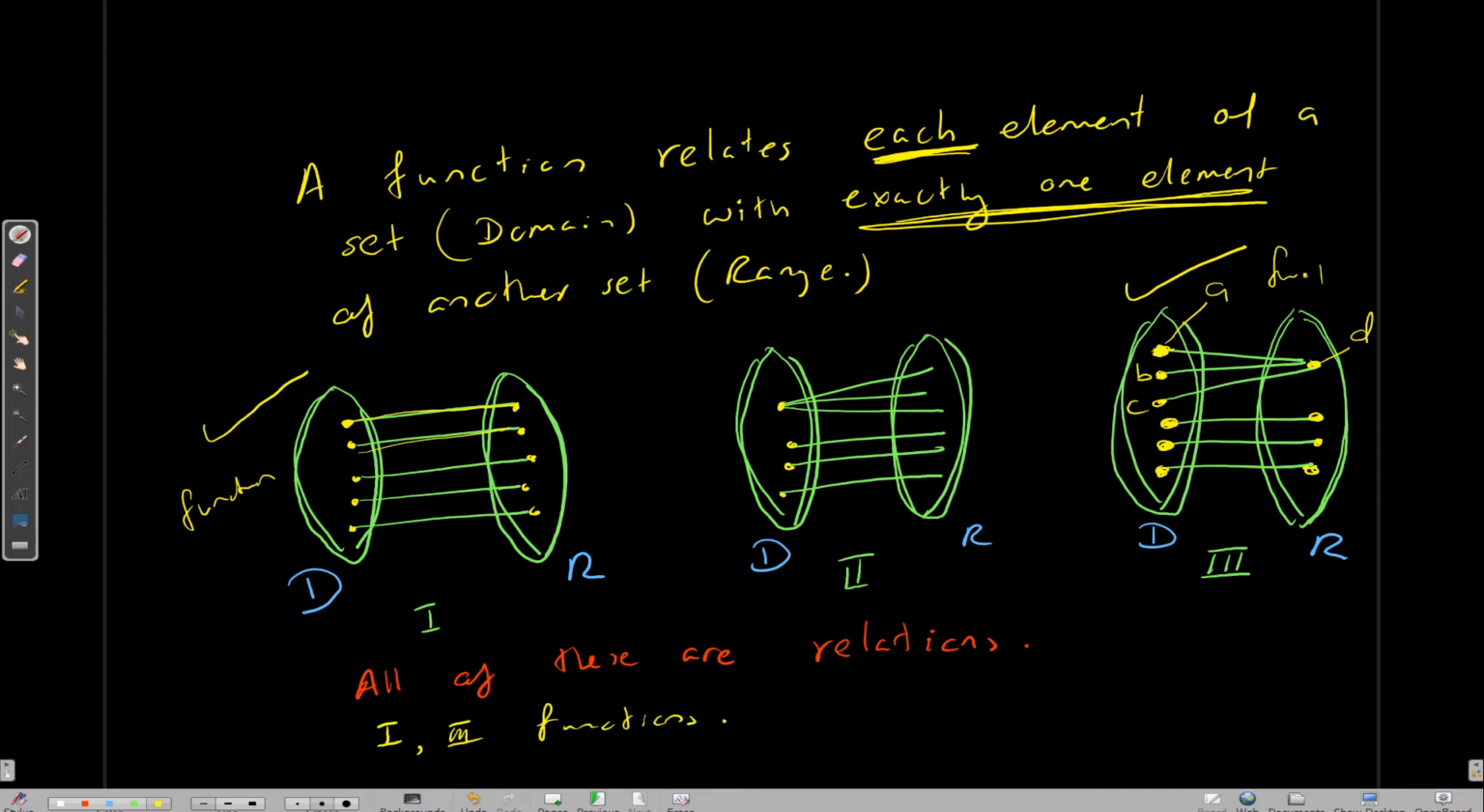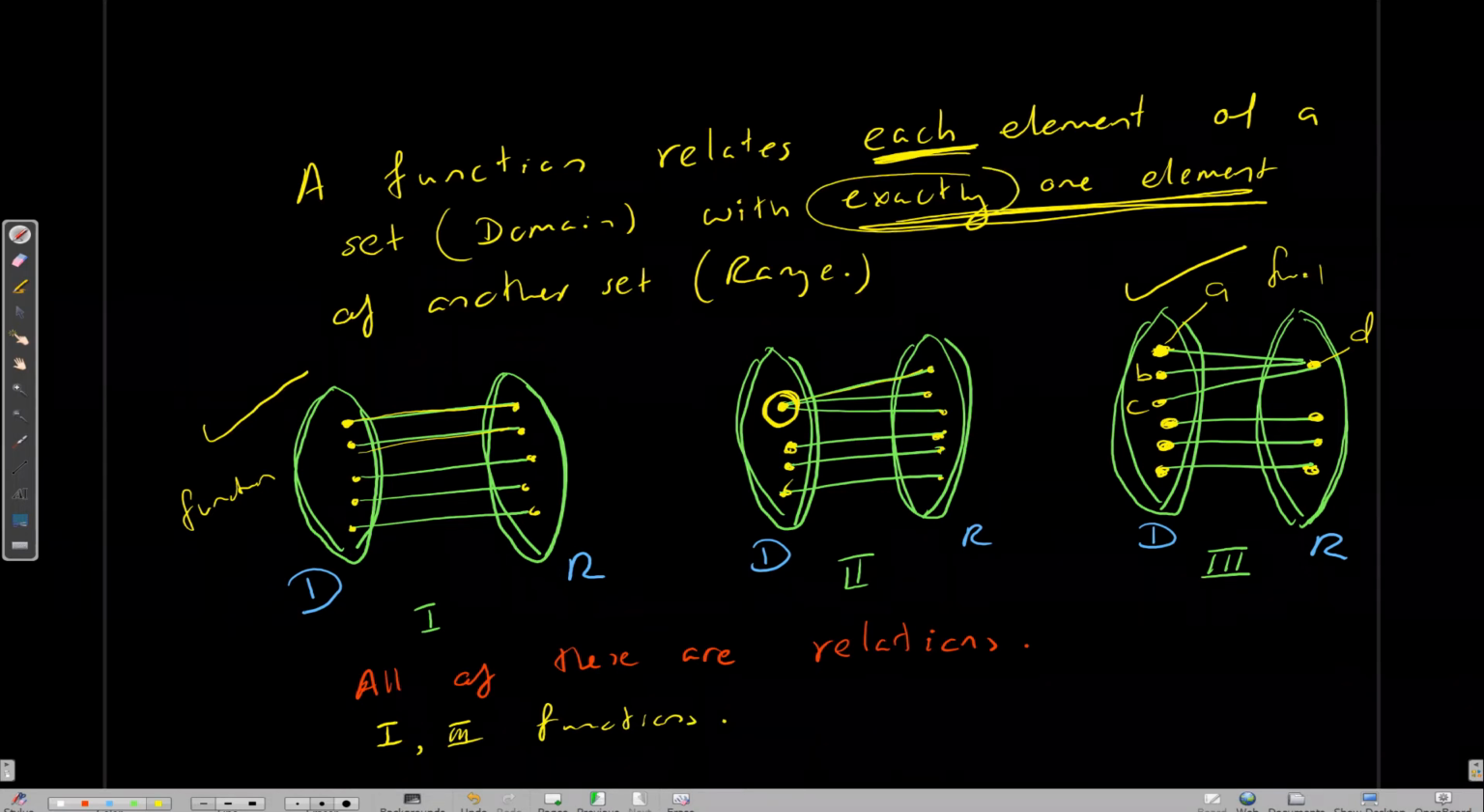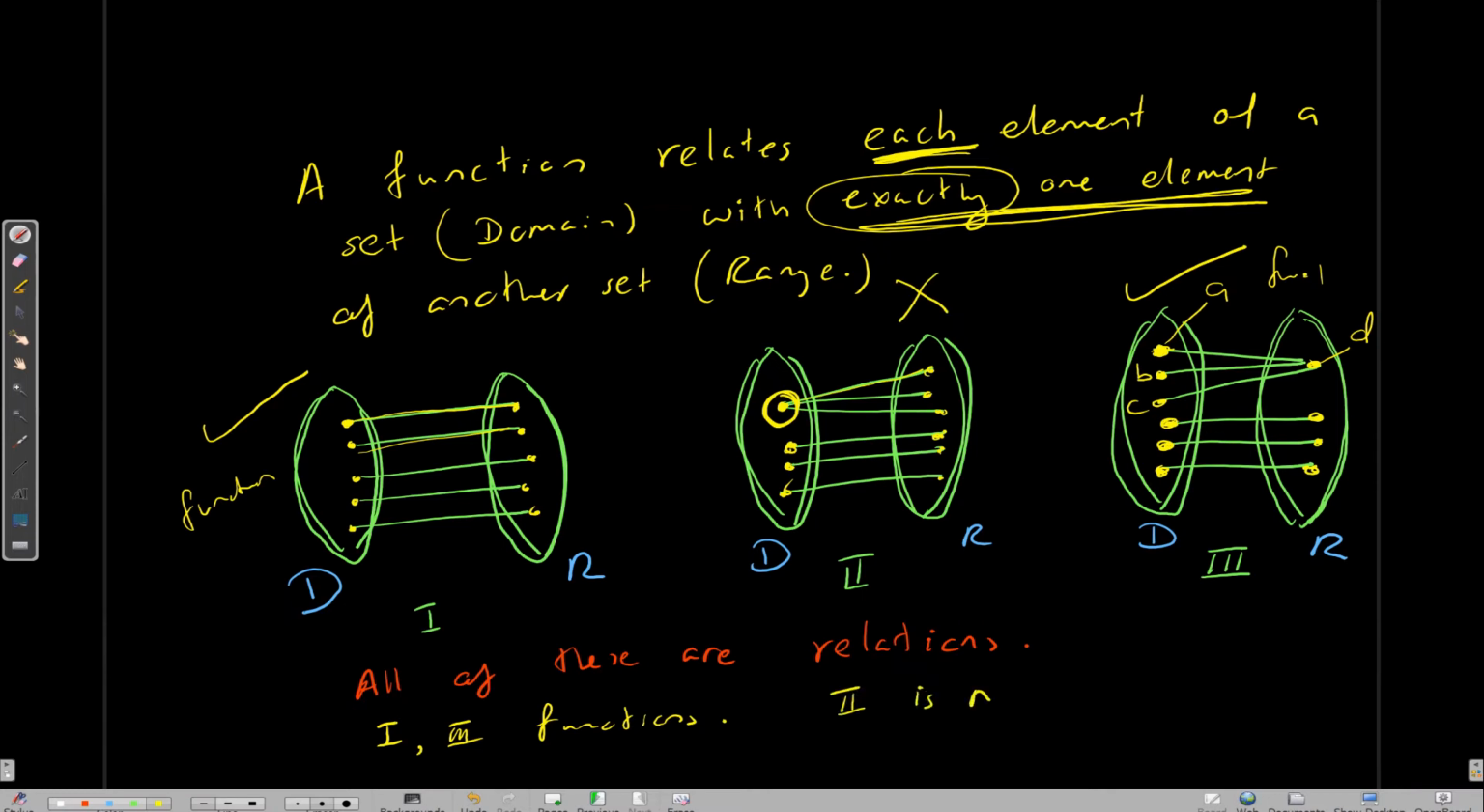So how about the second one? In the second one, these last three places are fine. But right here, we have a problem. This element does not map to exactly one element. It maps to three elements. That cannot happen. So that is not a function. 2 is not a function.